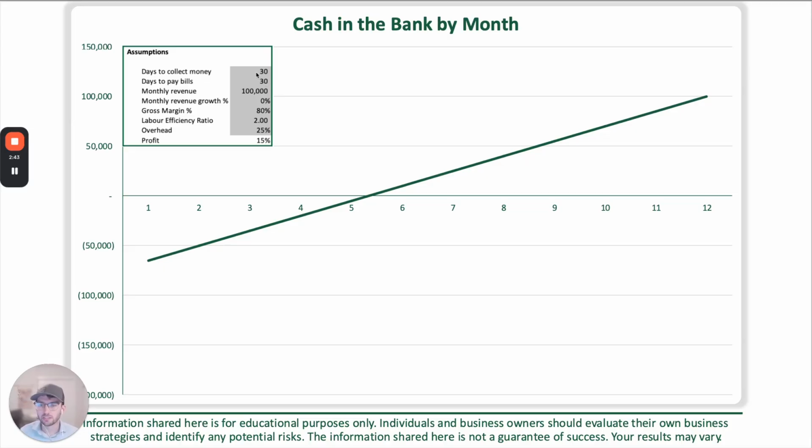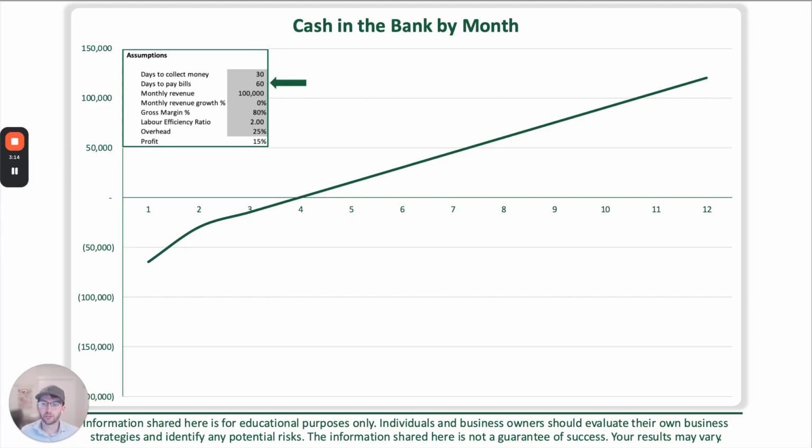So in this situation, assuming that it takes 30 days to collect the money, 30 days to pay bills, you can see it's going to take about 5 months for the company to break even. Obviously, this money has to come from somewhere, and it's going to be approximately $60,000 that's going to get financed either from the shareholder, a bank, or something else.